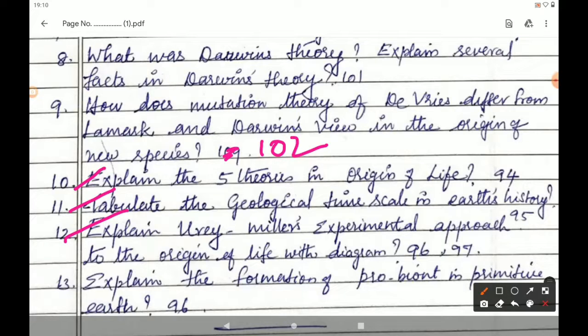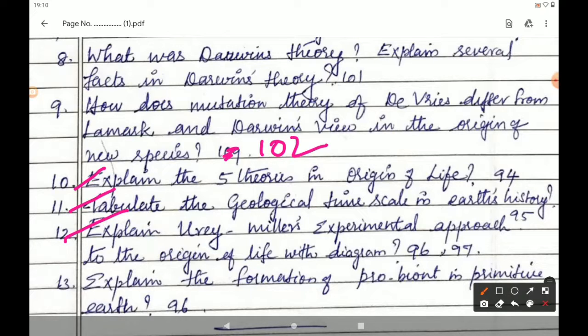Page number 96 and 97, experimental approach to the origin of life. This is also a very very important question, students. From "Urey and Miller paved the way for", you have to open the bracket and close the bracket till the end of the experiment. Later, in similar experiments, formation of all types of amino acids and nitrogen bases were noticed.